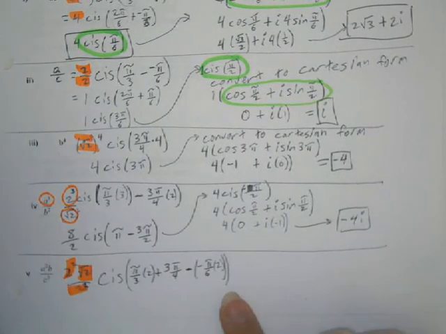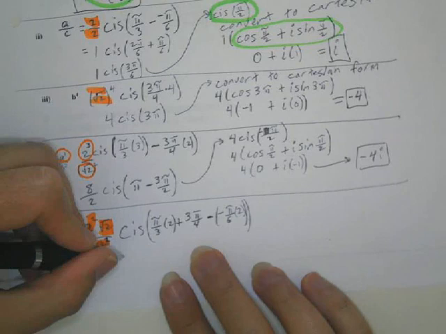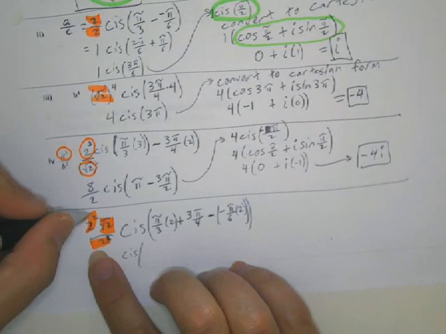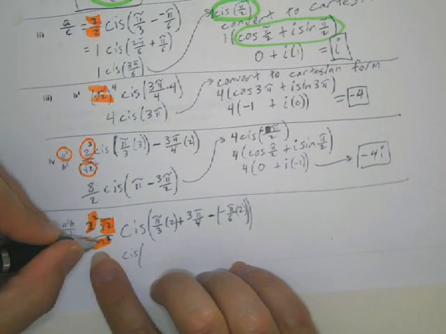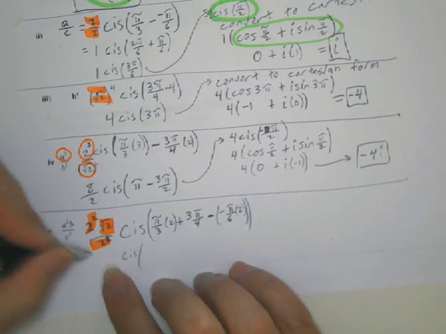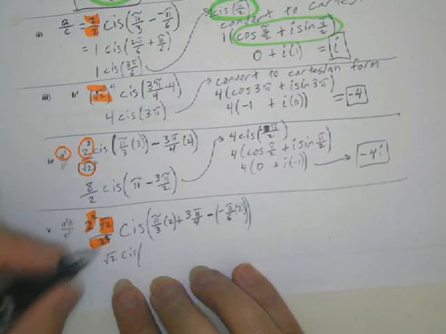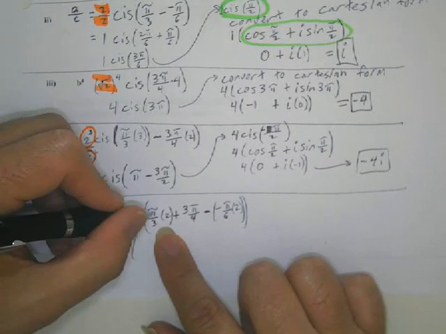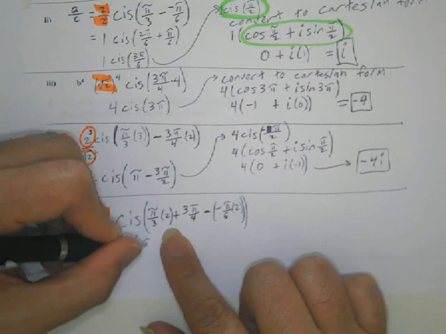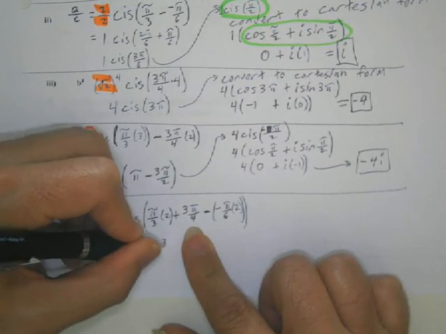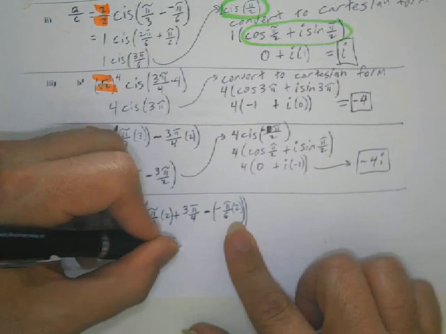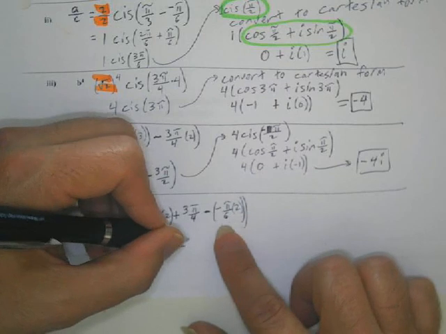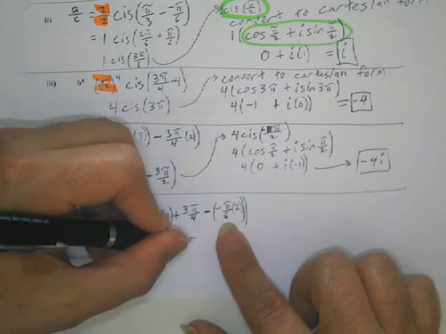Okay, so let's simplify these arguments. Well, let's simplify this. Okay, 2 squared divided by 2 squared is going to simply be square root of 2 left over. Okay, and then here I've got 2 pi over 3 plus 3 pi over 4 minus 2 pi over 6, which simplifies to pi over 3.